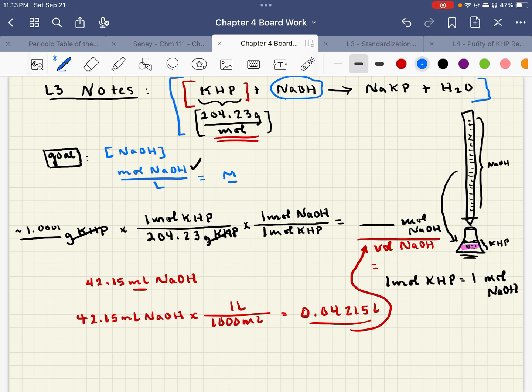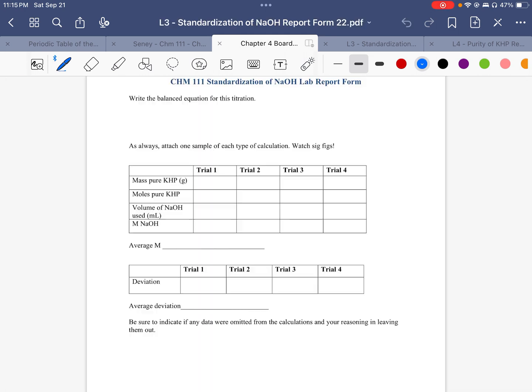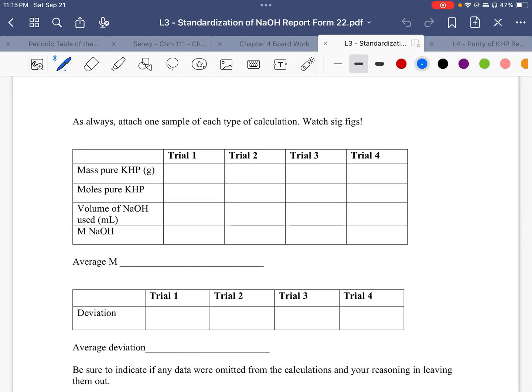which will be in units of molarity, or moles per liter of sodium hydroxide. Whatever moles of sodium hydroxide you calculate from that value, divided by the volume it required to get to that endpoint, will give us the molarity of sodium hydroxide. So you'll have that new value once you do the calculation here. And this gives us the concentration of sodium hydroxide for trial 1. Now on your lab report form, you'll put in your mass. For me, my mass of pure KHP was 1.0001 grams. You'll have your moles of pure KHP that you'll then put in here.